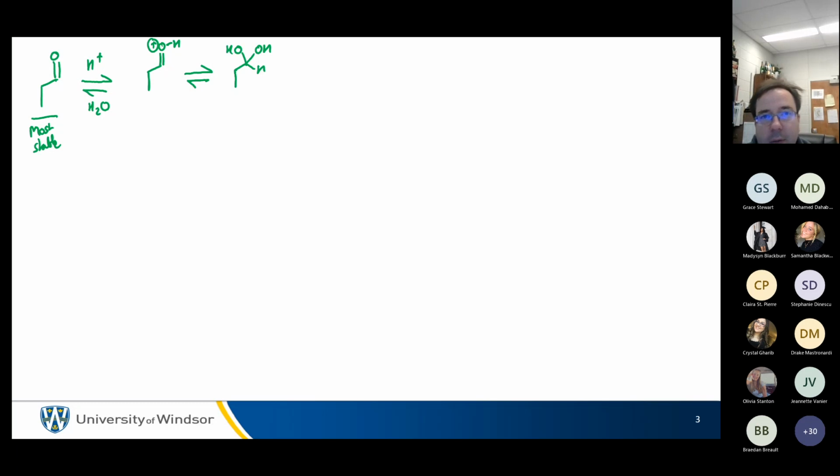The difference is if we have a really good electrophile present, we can trap the hydrate, and that's what we're going to do. Because this hydrate is looking around and it sees more Jones reagent.